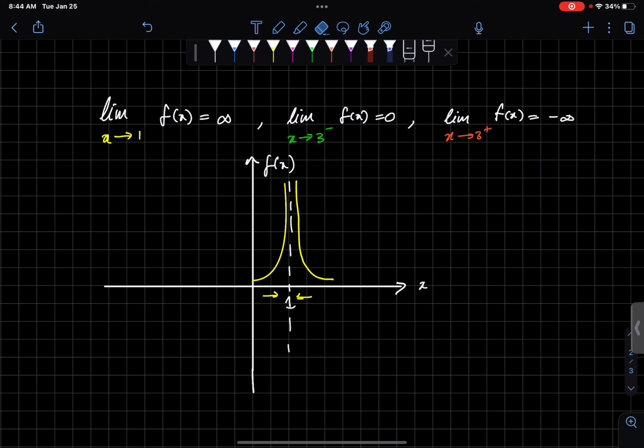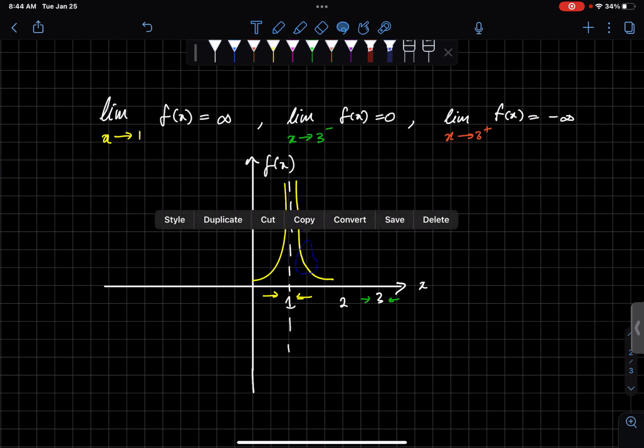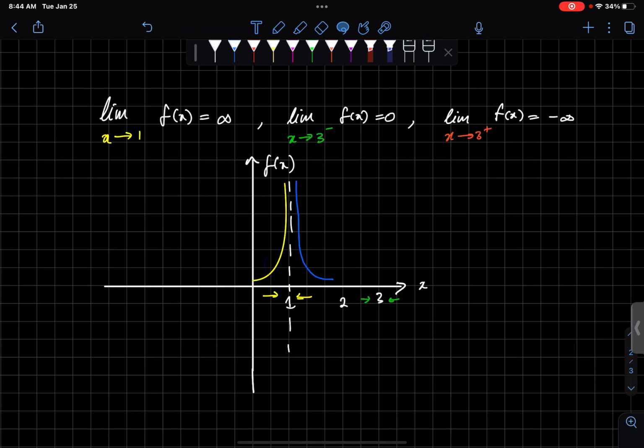We're also interested in the point, so let's call this 1, this is 2, and this is 3. We're also told that as the function approaches 3 from the left, it approaches 0, and as it approaches 3 from the right, it approaches minus infinity. So what would that look like? This might be confusing, so I'm going to color this the same color, blue. As we approach 3 from the left, it approaches 0.